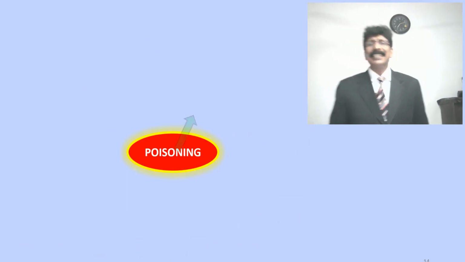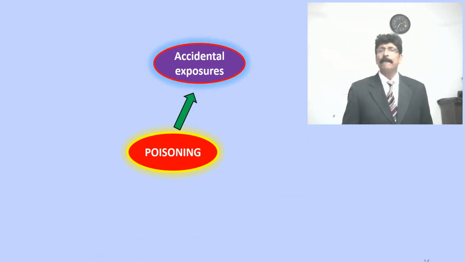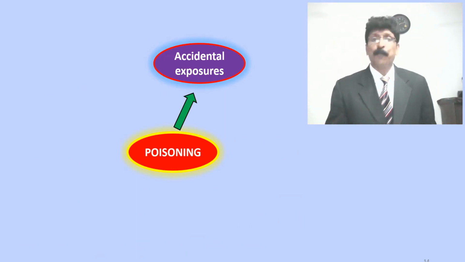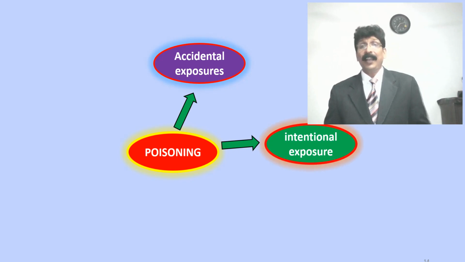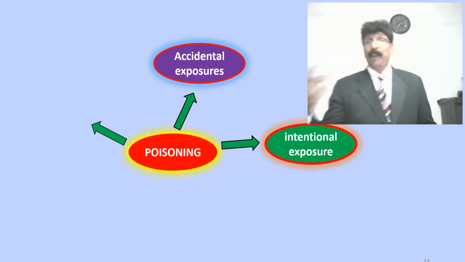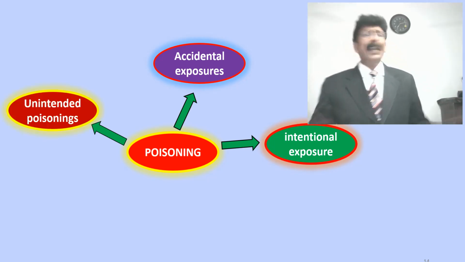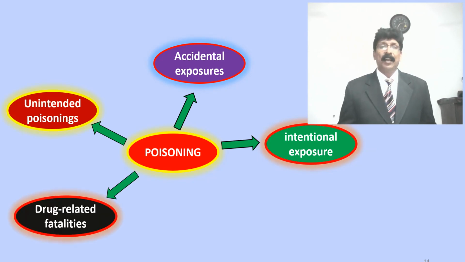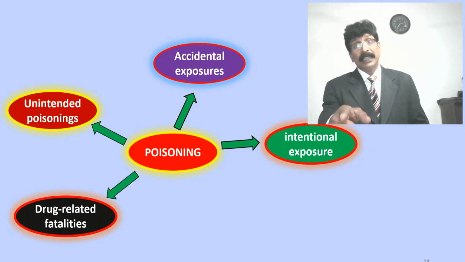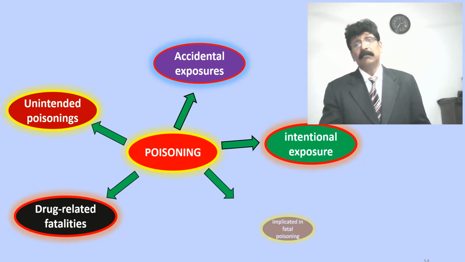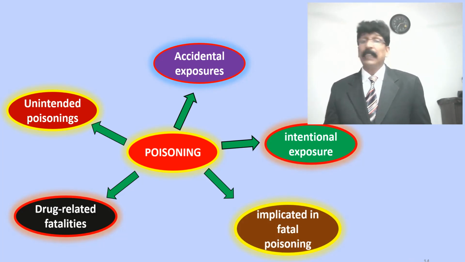So poisons or poisoning, you can just categorize. This is simply made by me: accidental exposure poisoning, intentional exposure poisoning for suicidal attempt, intentional or habitual, unintentional poisoning, a person innocent, unintended poisonings, drug-related fatalities, overdose, mistakenly taken, implicated in fatal poisoning. So all these things we can just have.